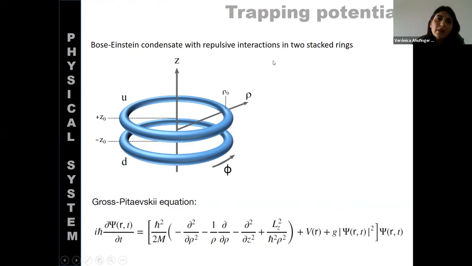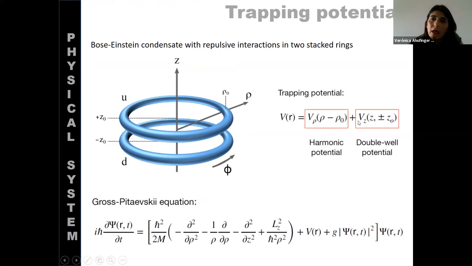We are going to study the system within the mean field theory. So we will use the Gross-Pitaevskii equation that is written here using cylindrical coordinates. We have the kinetic part, the trapping potential part, and the interactions that, as I have said, we will just consider the repulsive interactions. Regarding the trapping potential, we will have a sum of two different terms, a double well potential along the Z direction, as shown in the picture, and a harmonic potential centered at rho zero in the radial coordinate.